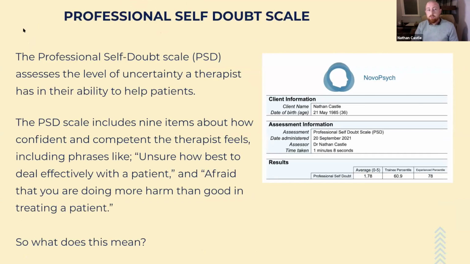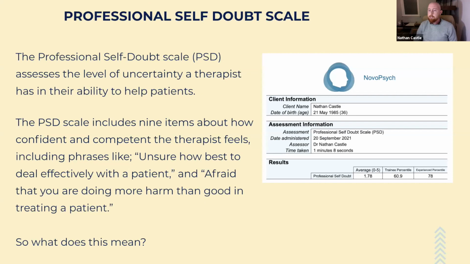So the professional self-doubt scale, you can see mine here. I sit in the 78th percentile, and it's these 9 questions that assess the uncertainty a therapist has in their ability to help their clients. Questions like, I'm unsure how best to deal effectively with the patient, and rating how much they agree or disagree with that. And I'm afraid that I'm doing more harm than good when treating a patient.